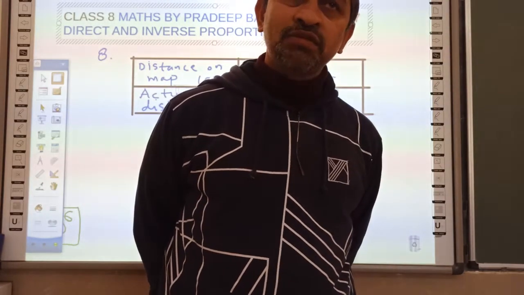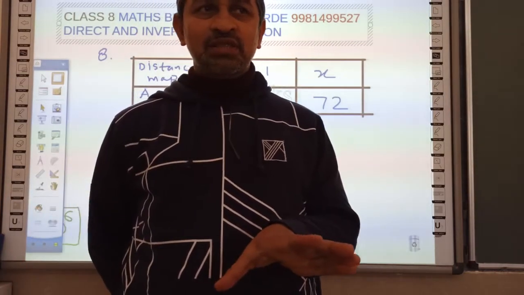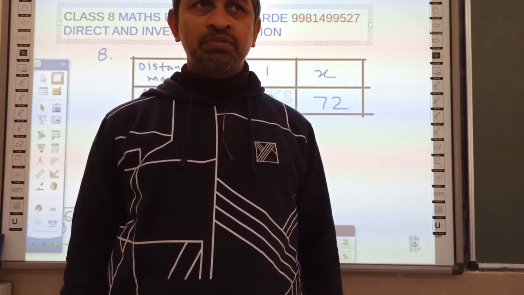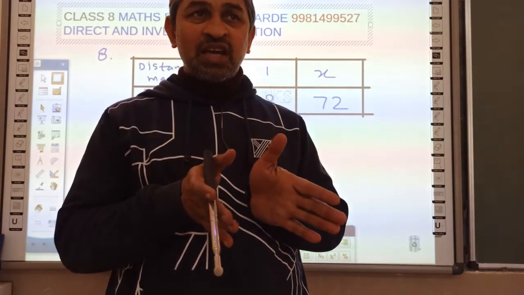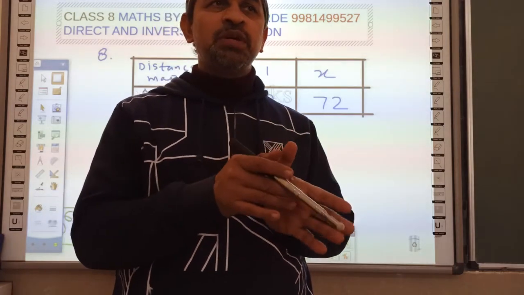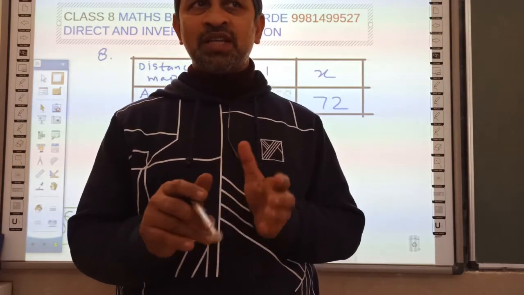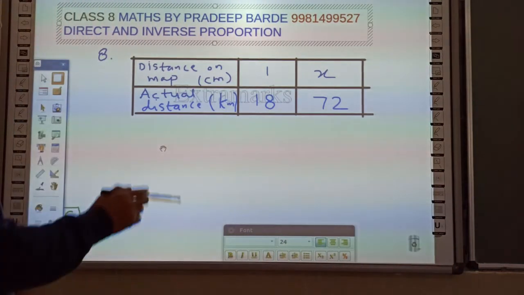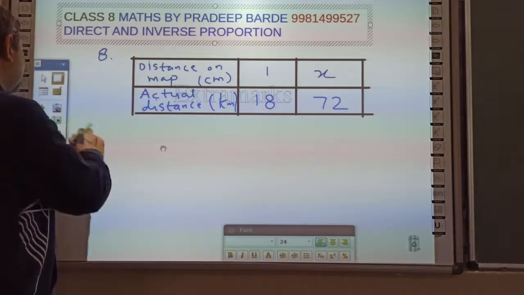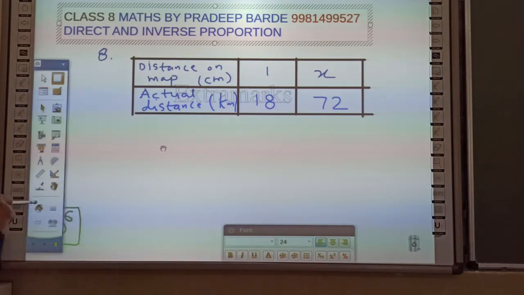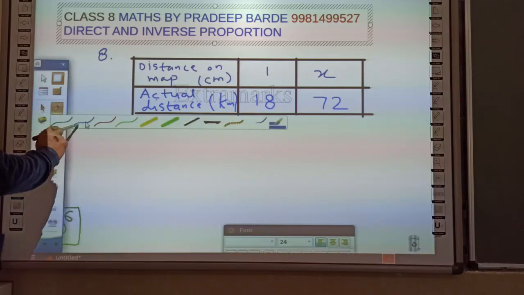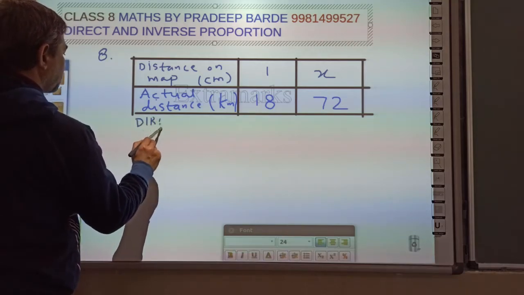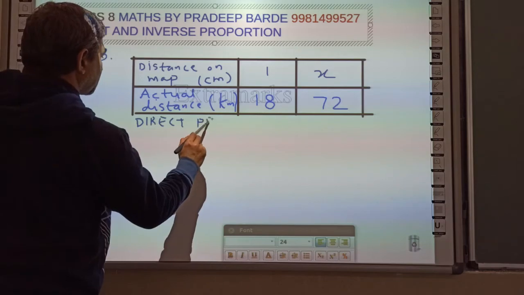So for this again we see, if more the actual distance, more will be the distance on the map. Less the actual distance, less will be the distance on the map. So that is again the case of direct proportion. So we'll form a table like this: distance on map and actual distance. Again it is the case of direct proportion, so we'll write here direct proportion. डायरेक्ट प्रोपोर्शन लिखना है यहां पर.